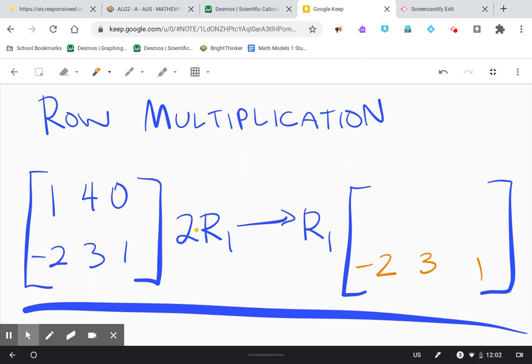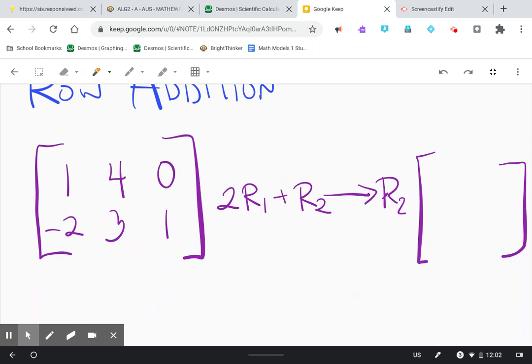So 2 times 1 is 2, 2 times 4 is 8, and 2 times 0 is 0. All I've done is multiply 2 times each one of these numbers and then write the answer in the new matrix. And so row multiplication again is identified by this notation. You'll have the arrow, but it will just be a number times that row. There won't be any adding of rows or anything like that, because you'll see that in row addition.